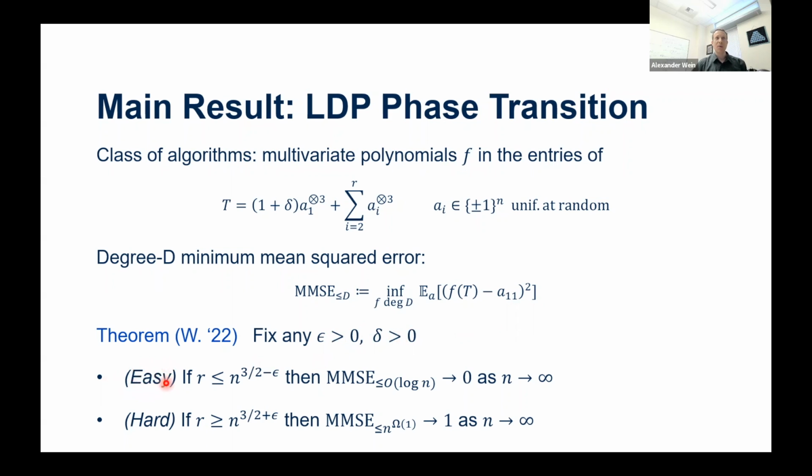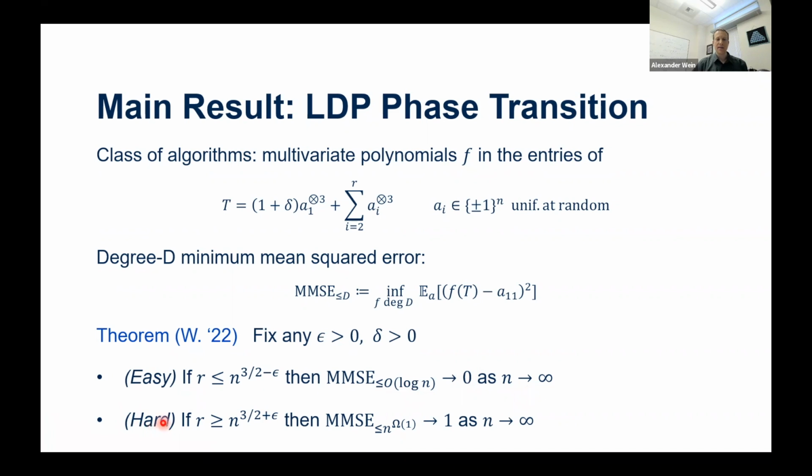So the first bullet point is about the easy regime, right? This is when the rank is small, the regime where we do know that you can decompose tensors. Well, there is also an algorithm of this form, a polynomial of degree log n, that achieves basically perfect mean squared error.